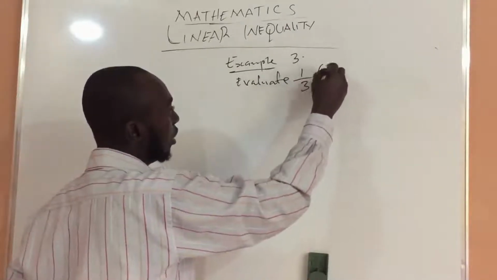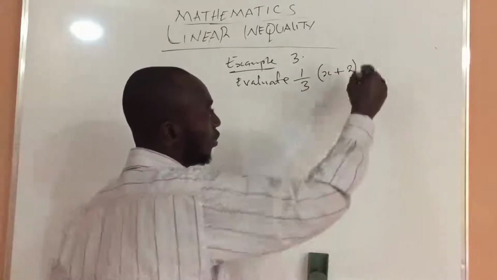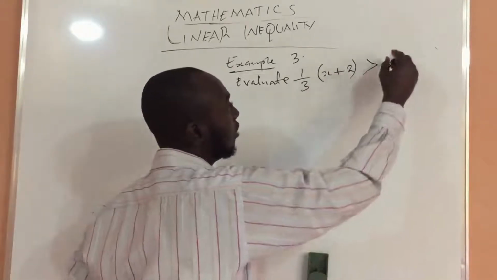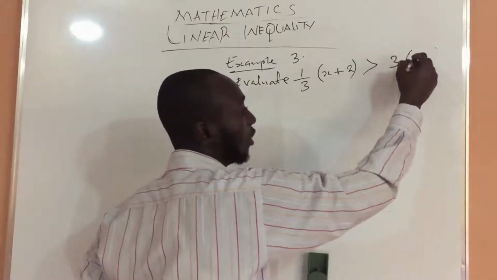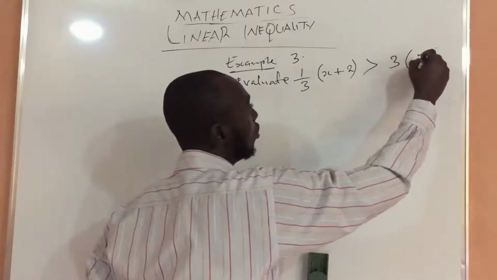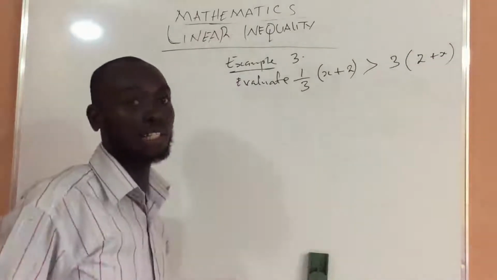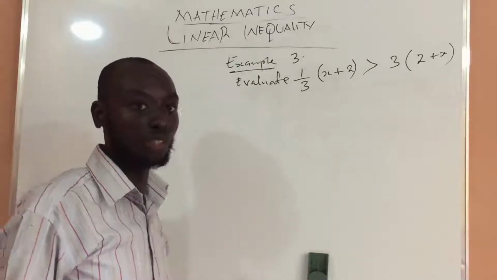1/3 in bracket s plus 2, close the bracket, is less than 3 in bracket, let's say, 2 plus s. Now I have a question like this. I want to evaluate this question. How do I evaluate the question?